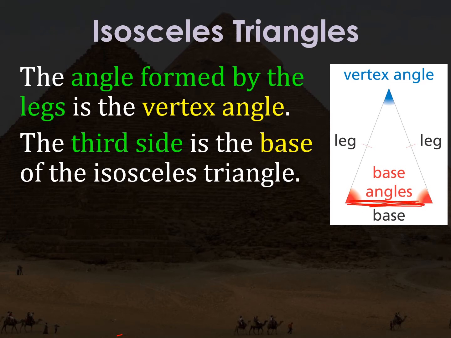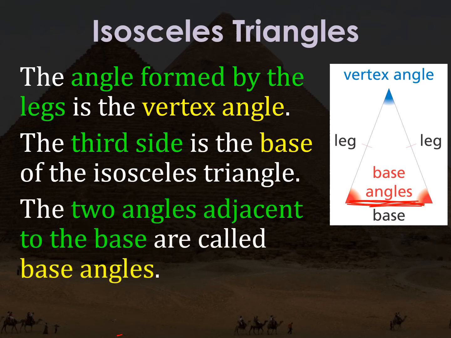Okay? To go along with that, the two angles adjacent to the base are called the base angles. So the base angles are the two angles that touch the base. And usually when you look at an isosceles triangle drawn out, they're the two angles at the bottom.